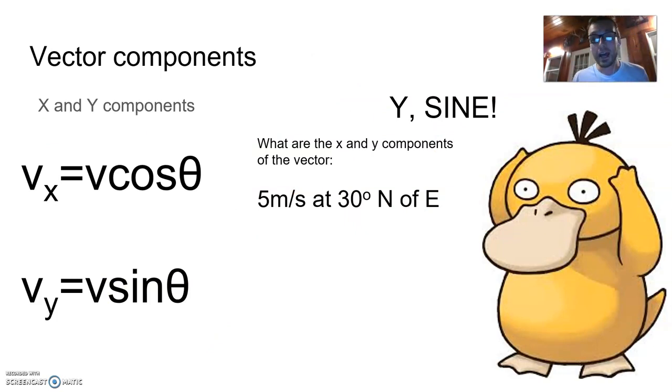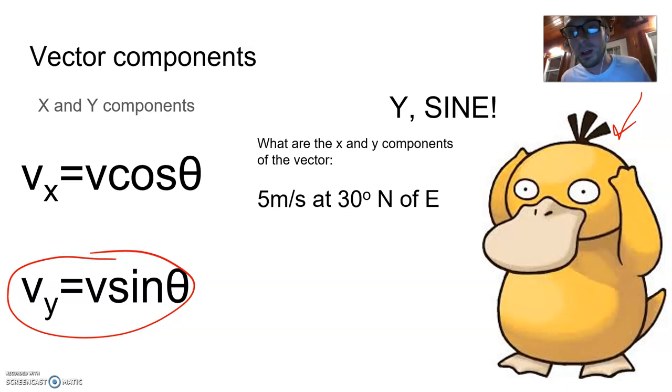And if you're not a Pokemaster like me, this guy's named Psyduck. What we know about Pokemon is that they can only say their own names, like Pikachu or Pika or Chew. So Psyduck can only say Psy or Psyduck. So he says Psy. He says Y sine. Why does it say Y sine? Because if you're looking for the Y component or the vertical component of a vector, you want to do Y sine. Vy tells you to use sine of the angle theta. All right, just a fun way to remember that. So let's apply this right now.